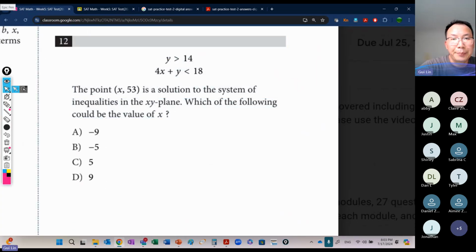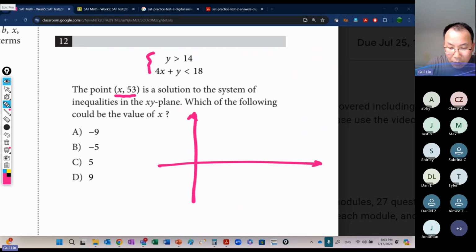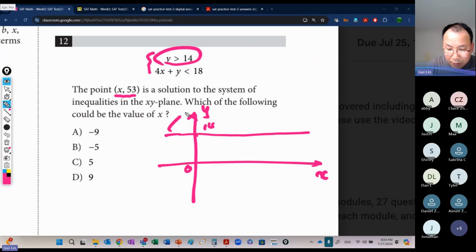All right, so inequality again here. The inequality system is already listed there. The point x, 53 is a solution to the system of inequalities in the xy plane. Which of the following could be a value of x? Let's do it quickly this way. Here we can graph, right? Everyone can graph. y greater than or equal to 14. y equals 14 is something like 14 here. Here's y, here's 0, here's x. So it's the top part here, right?